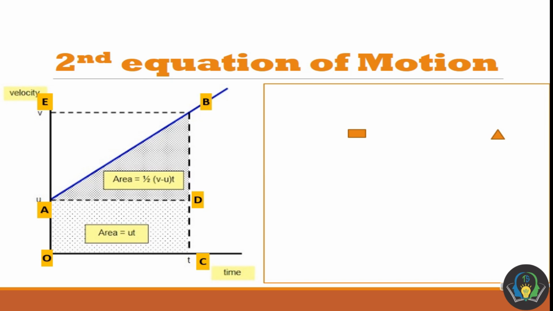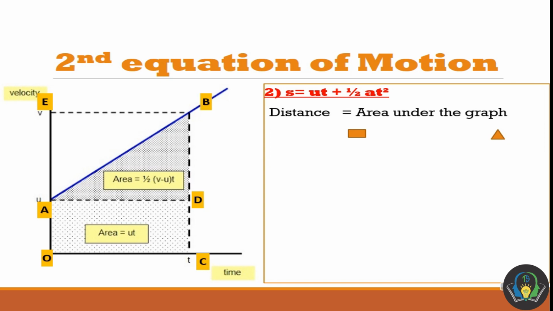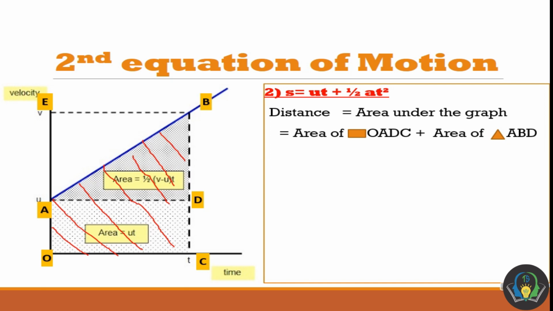So the second equation of motion is S equals to ut plus half at square. So let's begin. Now how will we find the distance from the velocity versus time graph? Well, that will be the area which is present in the shaded portion as a whole. So this is the whole shaded portion, as you can see. The whole shaded portion can be divided into two figures. The very first figure is OADC, a rectangle. I hope you are able to see. This is the rectangle that we are having. The other figure which we are having is the area of triangle ABD, A, B and D. So this triangle.